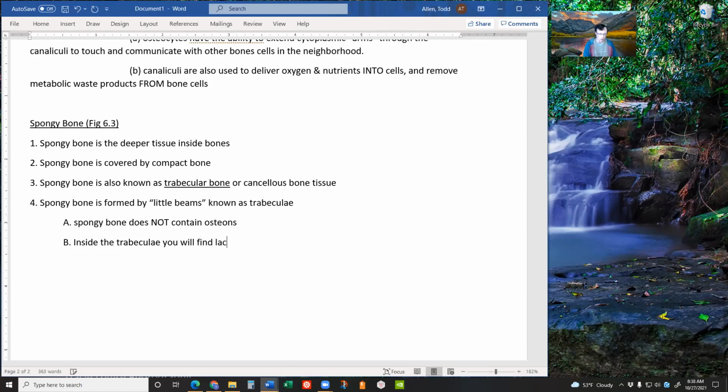Okay, so we talked about lacuna in the compact bone. You will also find lacuna in the trabeculae. You will find canaliculi in the spongy bone, in the trabeculae. You will find all the varieties of bone cells we've talked about: osteoblasts, osteocytes, osteoclasts, right? They're all in the trabeculae at various moments of time.